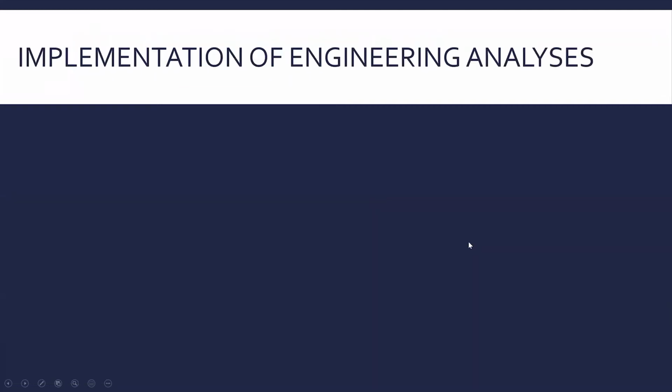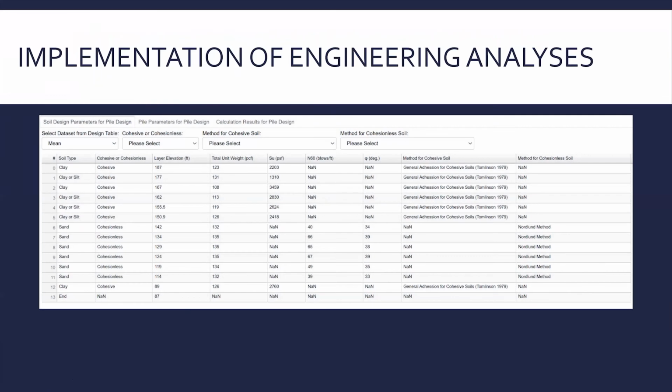So since we are able to develop design parameters within the web system, we're also trying to implement some features related to engineering analysis. In this case, as I previously discussed, we have developed the low bound, mean, and upper bound design parameters for pile analysis, and we can select any of these design parameter data sets for design calculation. In this case, we used mean values.